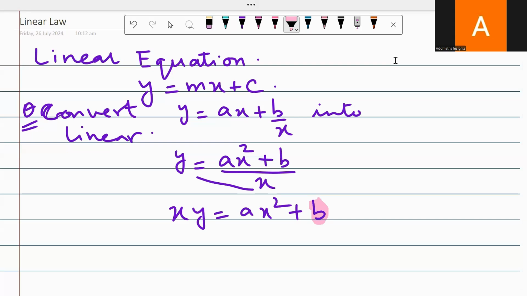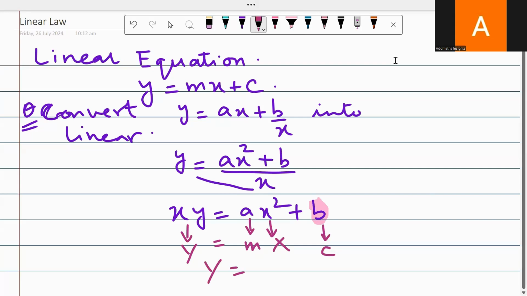So now when you compare it with the equation y equals mx plus c, you can suppose that this whole expression xy is representing y, and a is representing m, and this x square is representing capital X, and b is representing c here. So y equals mx plus c. This is a linear equation.